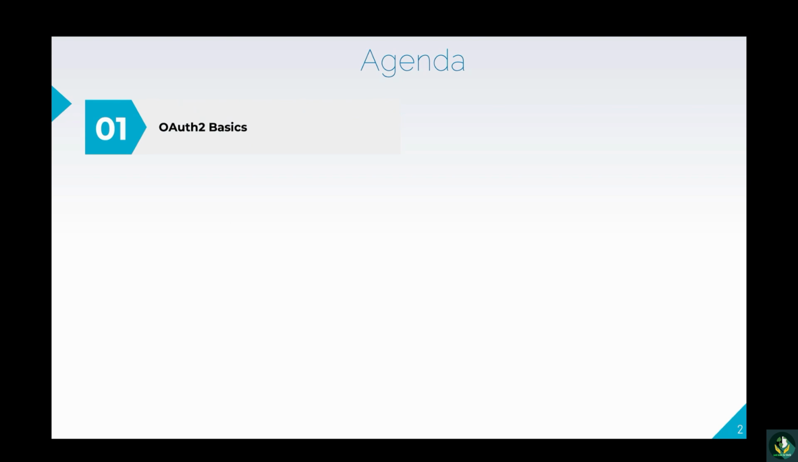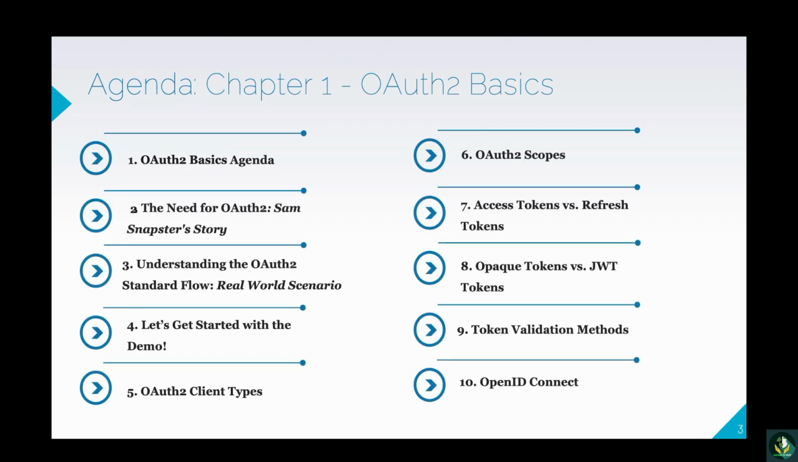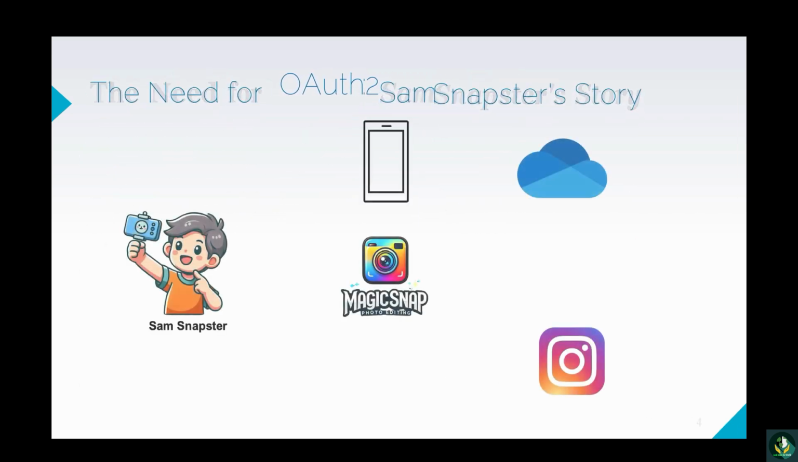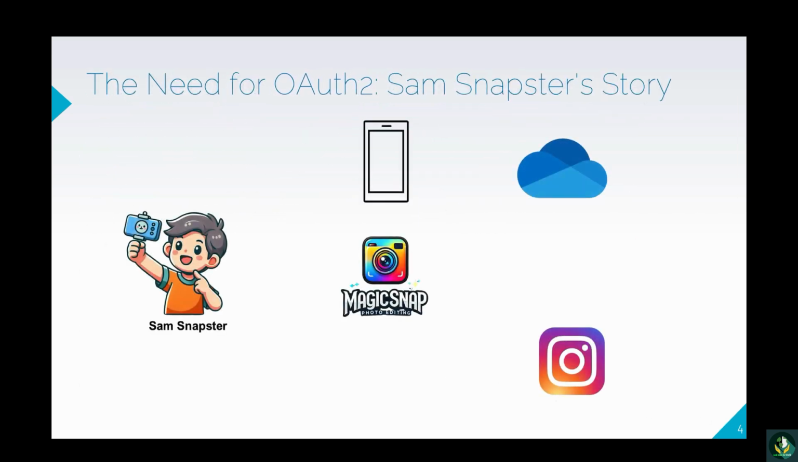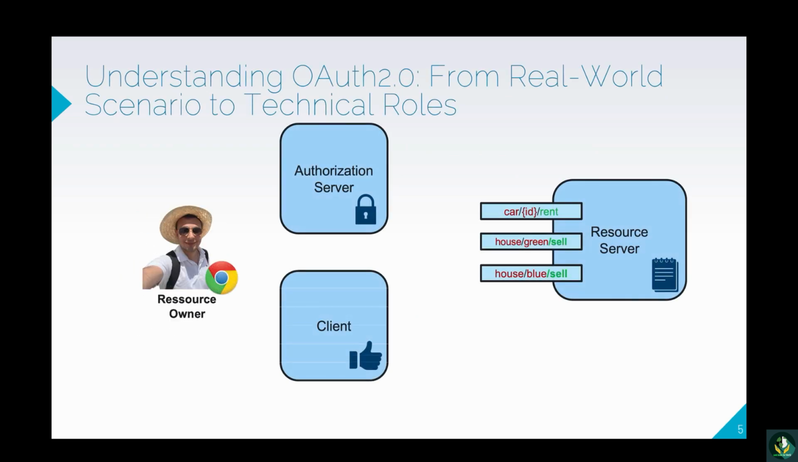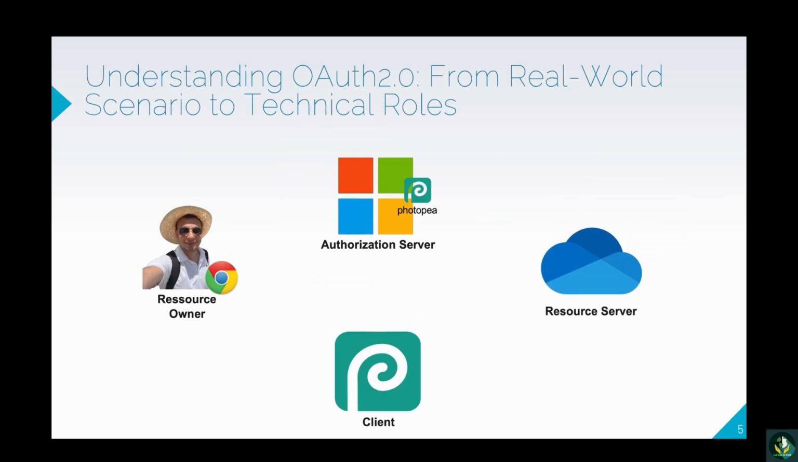This foundational chapter is the cornerstone of the entire course, and arguably the most critical one. Here you will master the core concepts of OAuth 2, laying the groundwork for everything we will explore later. We will cover what OAuth 2 is, why it is needed, its key components, how it works, and the essential elements you will use in the subsequent chapters. If you are new to OAuth, this is your must-watch chapter before moving forward.